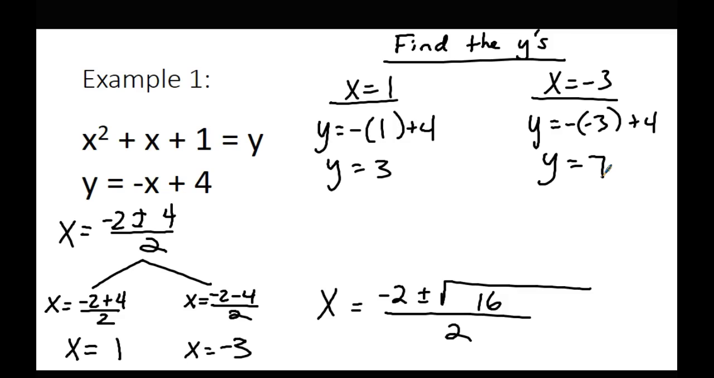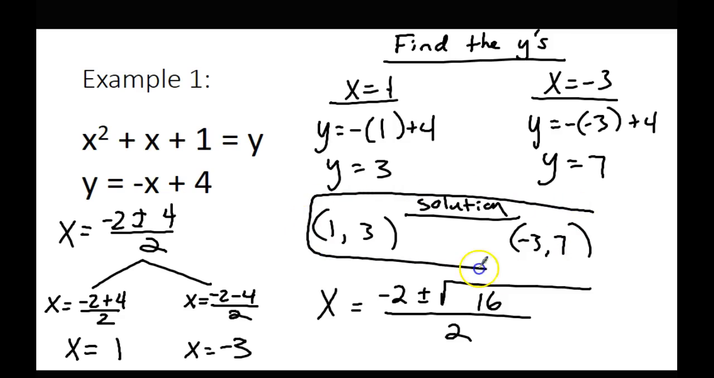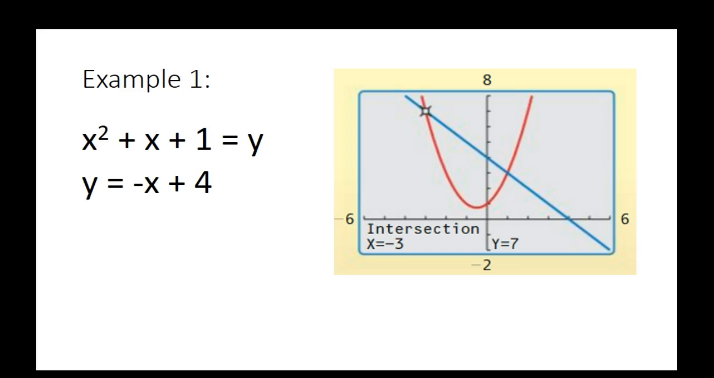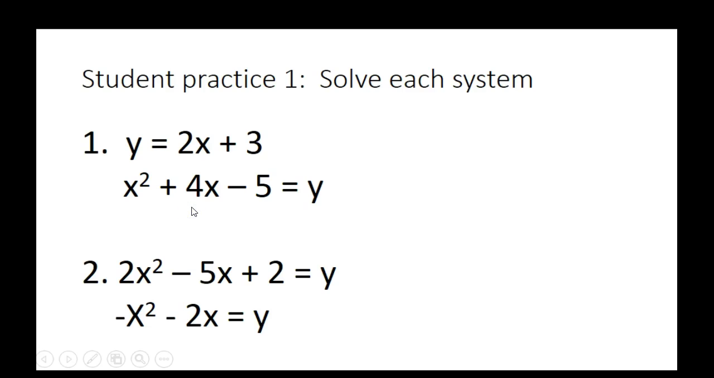And so the solution to this system is x equals 1, y equals 3, and x equals -3, and y equals 7. That's that. All right, so there's our solution. And that's pretty much how you do it. There's really not much more to it. So I'm going to let you guys go ahead and work on these 2 problems here. Go ahead and see if you can find the solution of both of these.